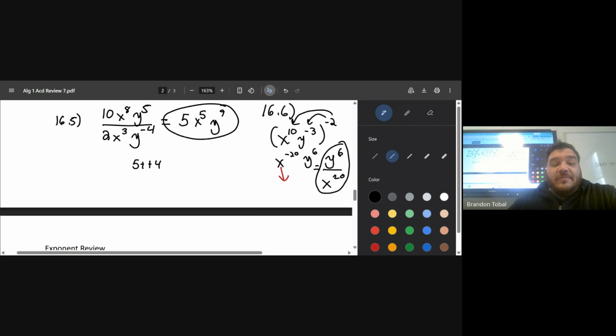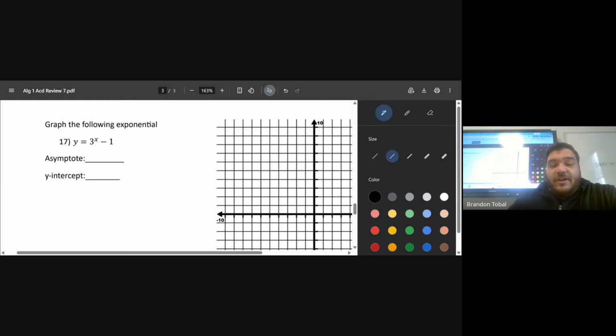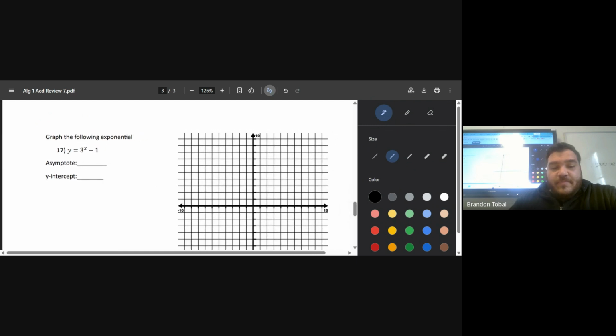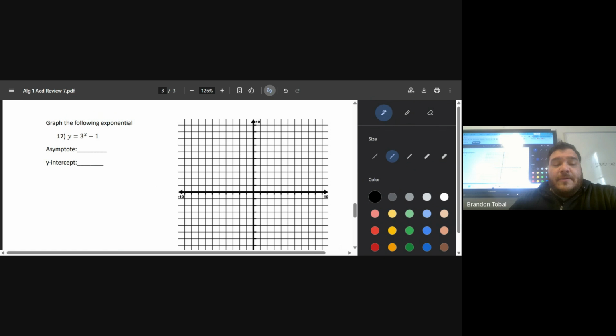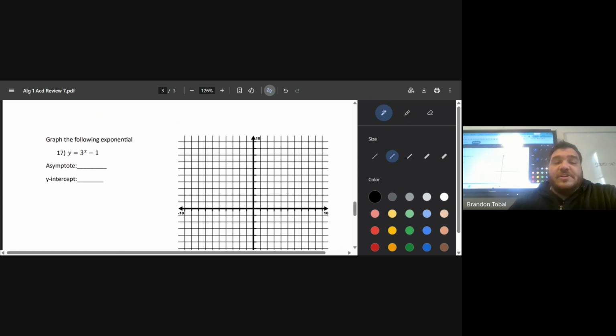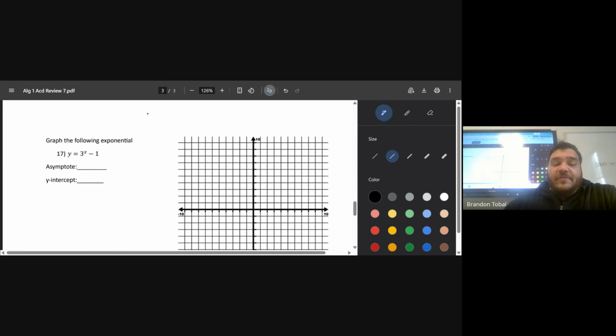Now, 17. We're going to graph. On the test, I'm going to need the asymptote and the y-intercept. The generic version of the formula is this: y equals a times b to the x power minus k. Generically, the asymptote is going to be the k value, and the y-intercept is going to be when x equals 0.